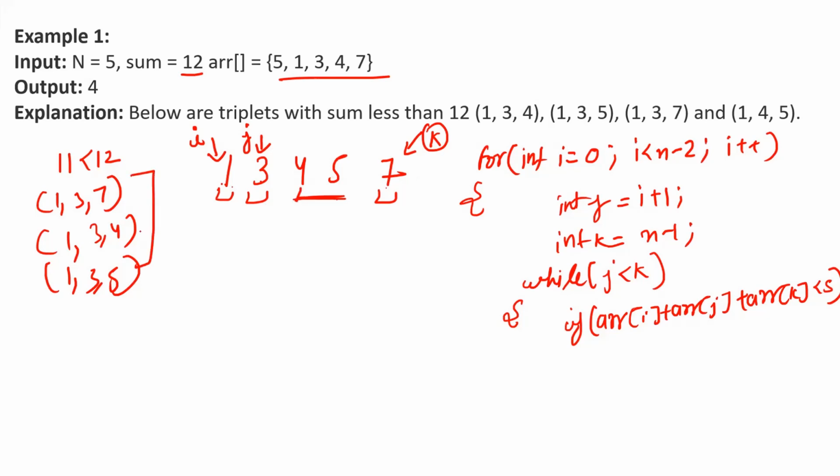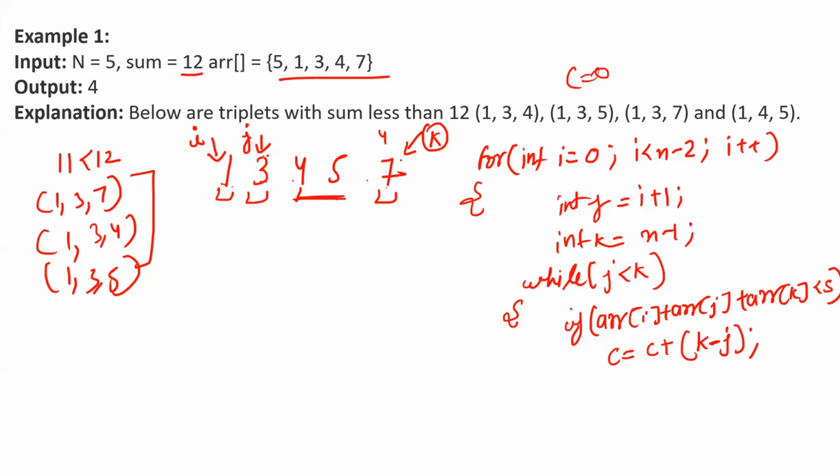So what is the possible count? How will you be updating the value of your count variable? Let's suppose initially that is 0. So we'll be doing count equal to count plus k minus j. As of now, what is the value of k? 1, 2, 3, 4, 5. 5 minus 1 is 4. And the j value is 1. So 4 minus 1, that is 3. And you can see this is the count of pairs that we are getting. So we'll be updating the value of count as count plus k minus j.